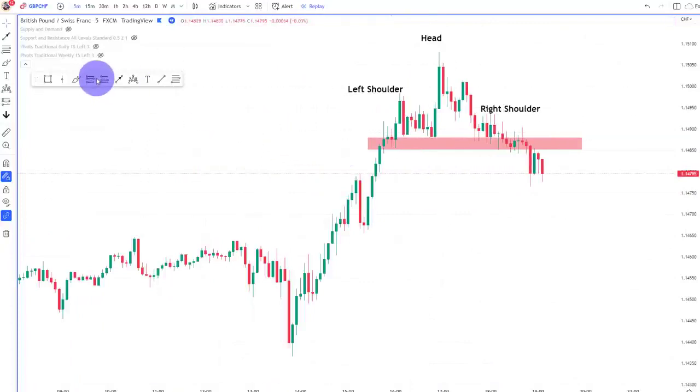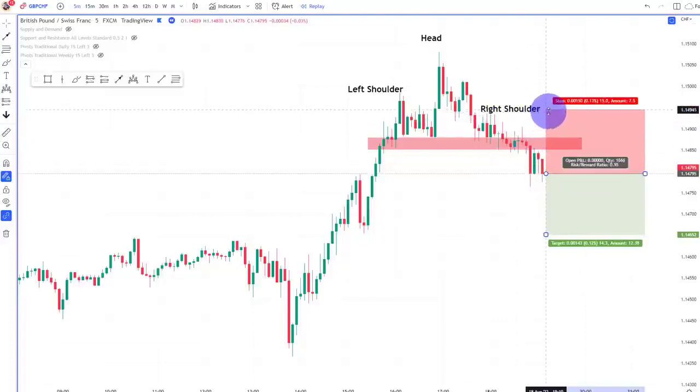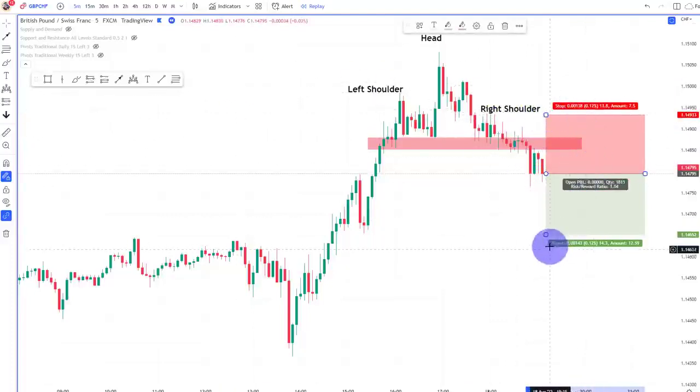Not a strong rejection, granted, but this would still be enough. We are at least staying below this, and we have had the retest. Keep in mind, we're on the 5 minute. Things move very, very fast.